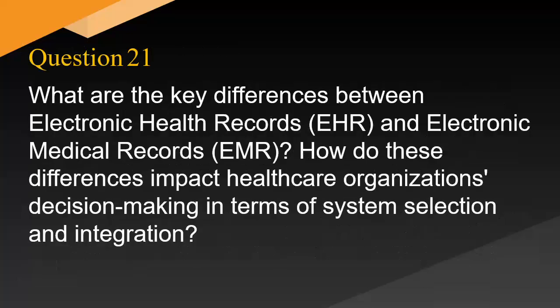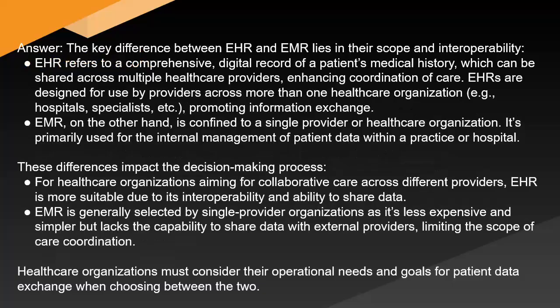What are the key differences between electronic health records (EHR) and electronic medical records (EMR)? How do these differences impact healthcare organizations' decision-making in terms of system selection and integration? Answer: the key difference between EHR and EMR lies in their scope and interoperability. EHR refers to a comprehensive digital record of a patient's medical history, which can be shared across multiple healthcare providers, enhancing coordination of care.